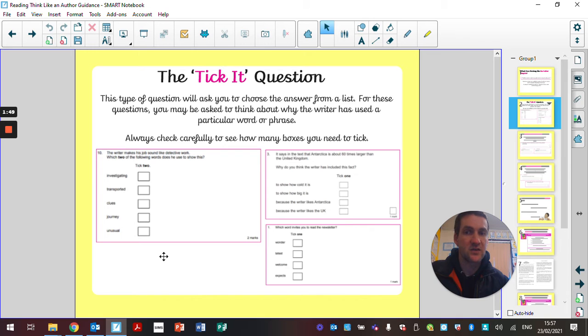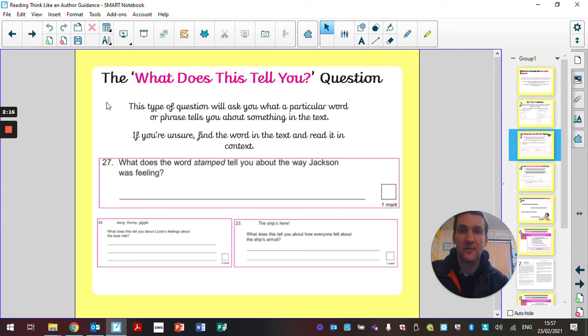So you just need to make sure that you look at the question carefully to see what it is asking you to do. For example, on this one, the writer makes his job sound like detective work. Which two of the following words does he use to show this? You need to think about what words have been used which a detective would be described as. In this instance, it's asking you to tick 2. So that's the tick type question.